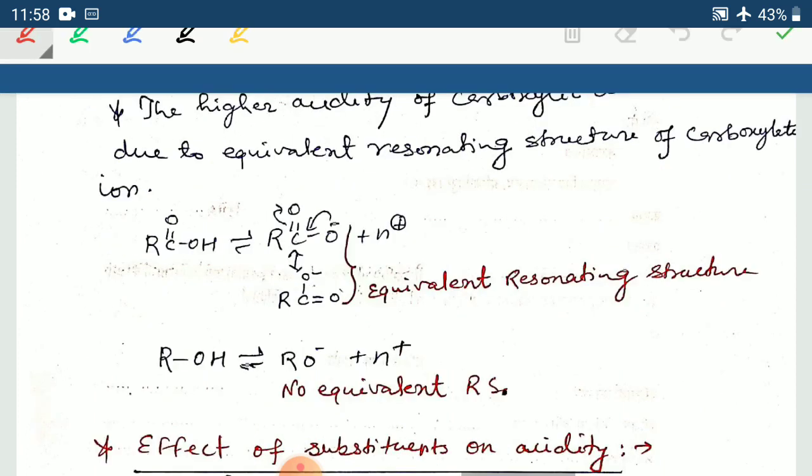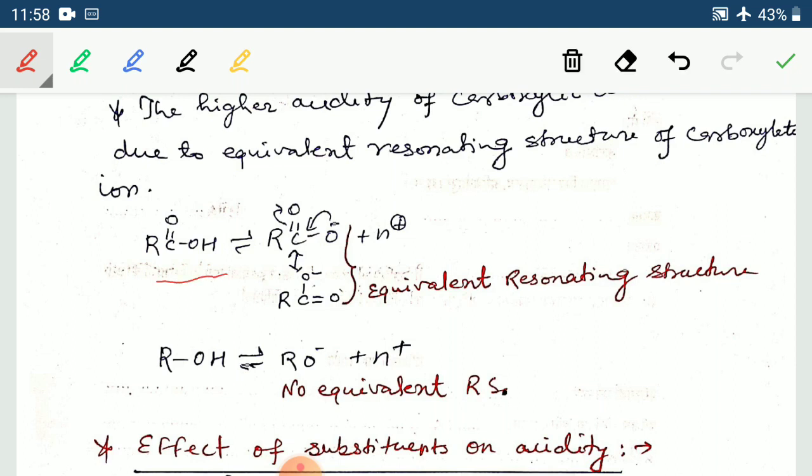In the case of carboxylic acid, upon deprotonation it gives this carboxylate salt. Here we will have equivalent resonating structures, as this minus charge will come here and this double bond will be shifted to oxygen. So this is known as equivalent resonating structure, which is responsible for the higher acidity of carboxylic acid. As we can see here, there is no possibility of such equivalent resonating structure in the case of alcohol, so it is less acidic.